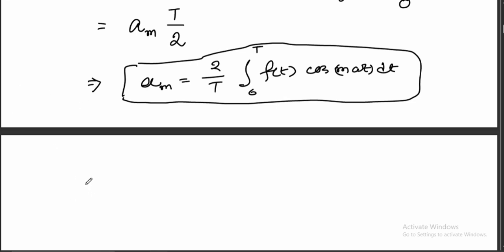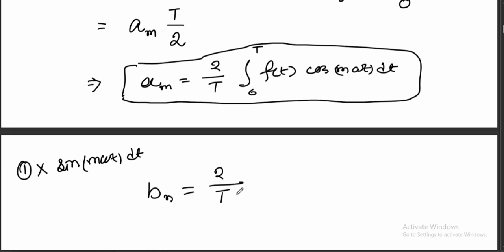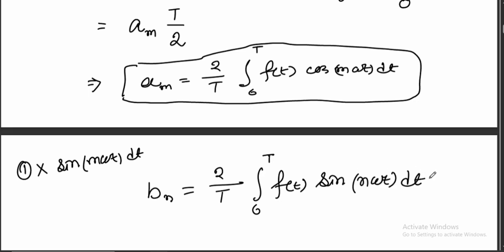Similarly, if we multiply equation 1 with sin m omega t dt and do the same, then we will get our third coefficient, that is bn, which will be 2 by T integration 0 to T f(t) sin n omega t dt. So this is our third coefficient.